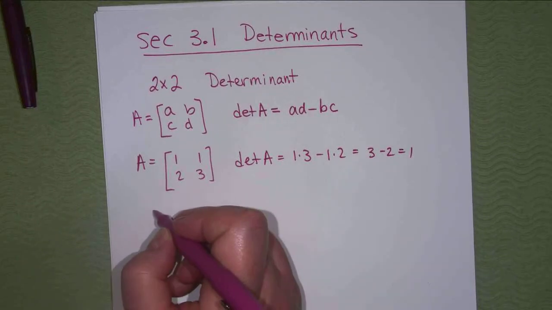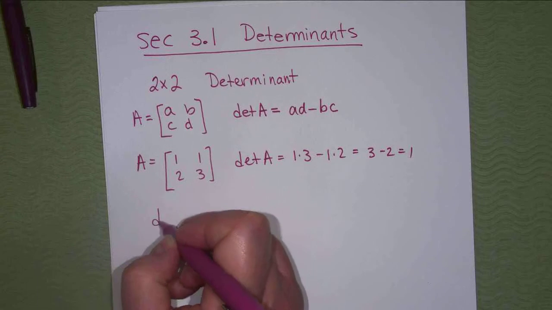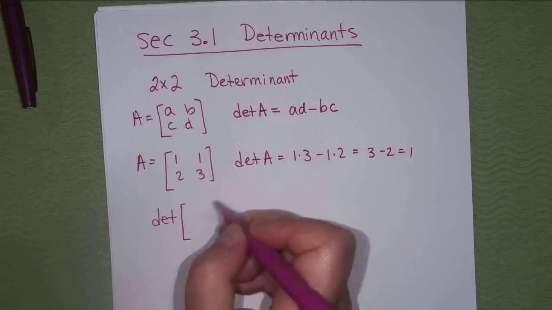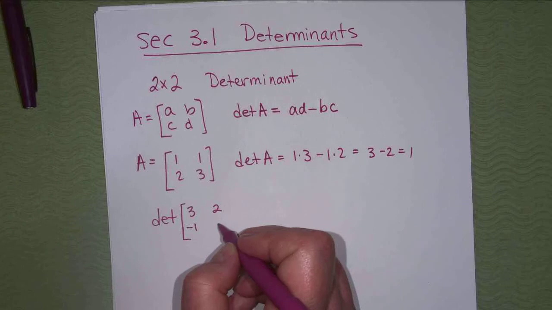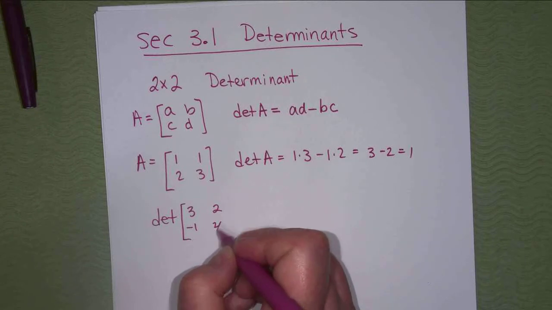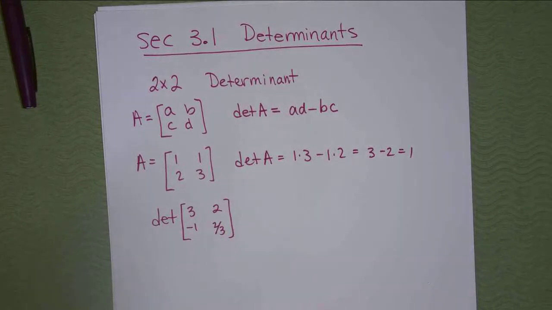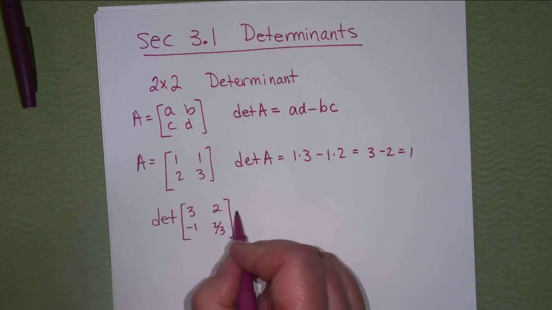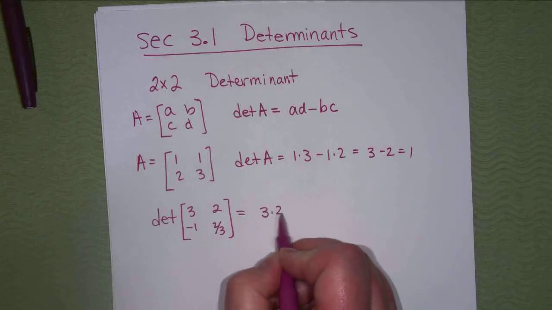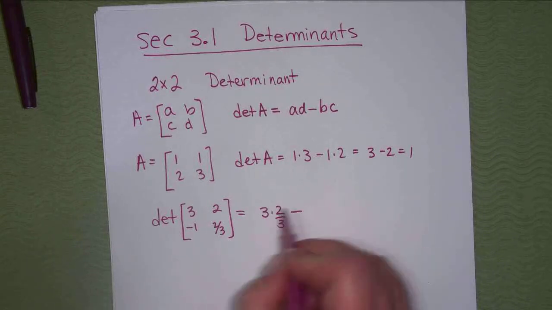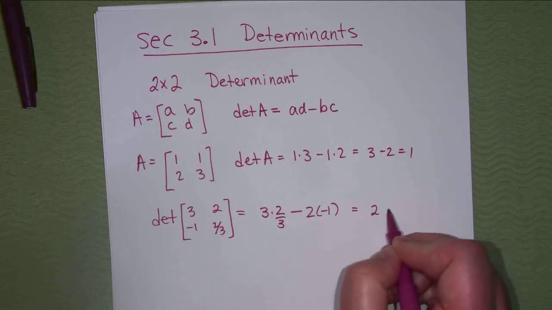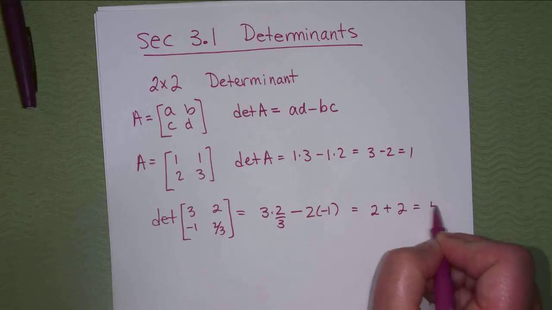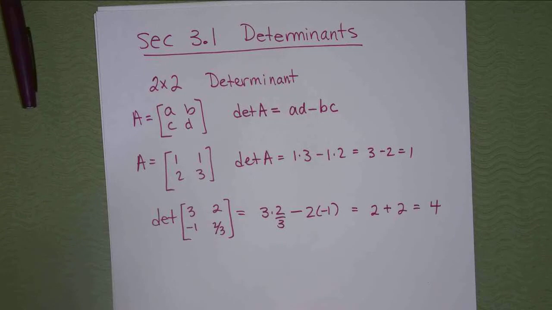So the other way we can write the determinant is to actually put the determinant in front of the matrix like this. And then just put an equals. So this will be 3 times 2/3 minus 2 times minus 1. 4. Right?